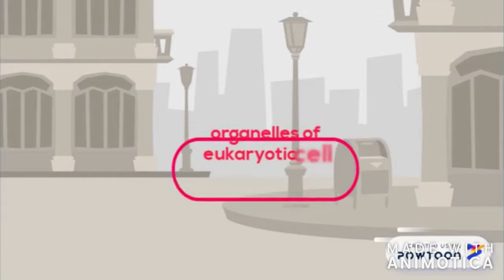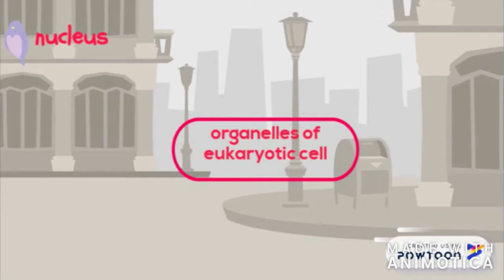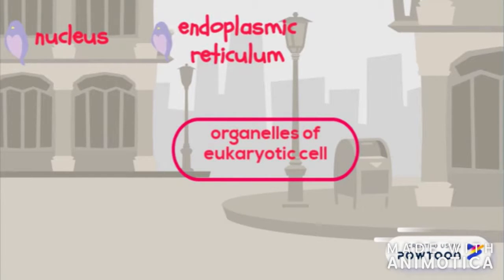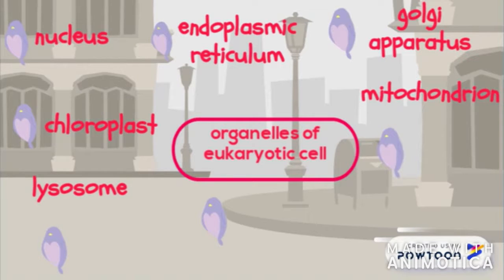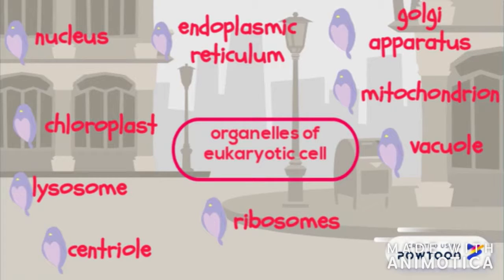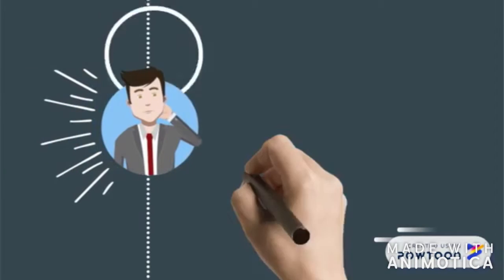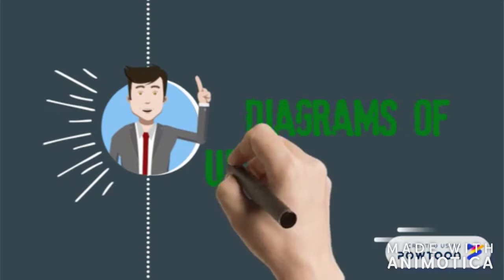There are 9 organelles of eukaryotic cells, which are nucleus, endoplasmic reticulum, Golgi apparatus, mitochondrion, chloroplast, vacuole, lysosome, centriole, and ribosome. Diagram of eukaryotic cells.